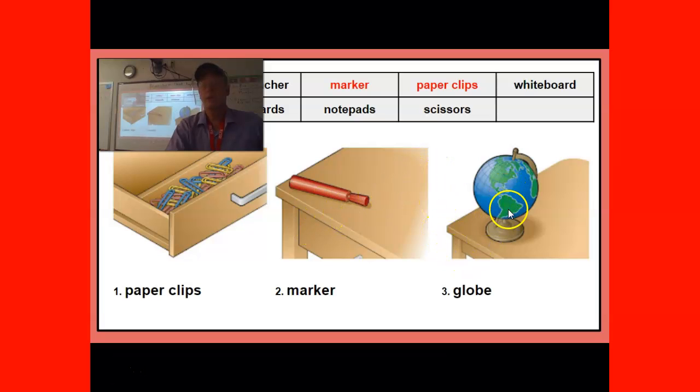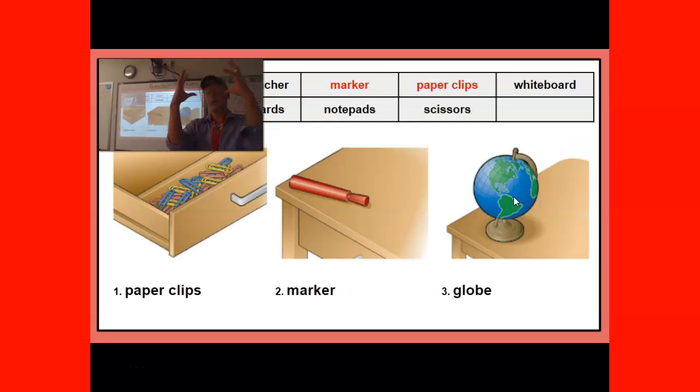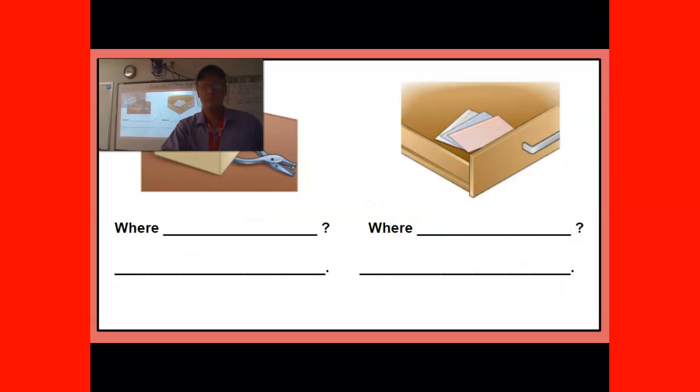Globe. Globe. Good. Yeah. A globe is a round thing that has a map on it. We call that a globe. Yeah. You don't see them very often anymore. Yeah, you'll see them in classrooms sometimes. We'll call it a globe. All right.